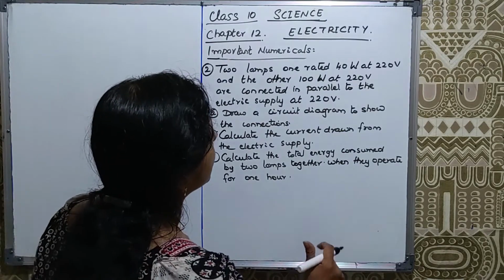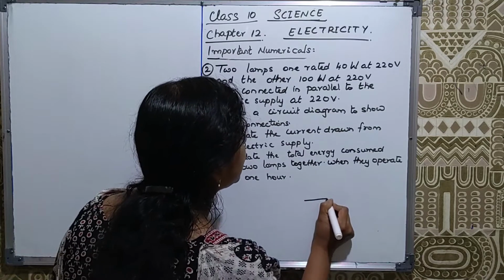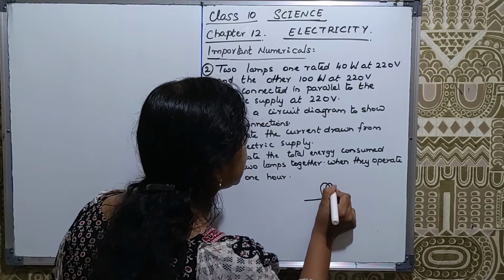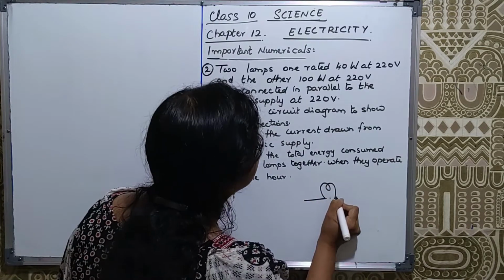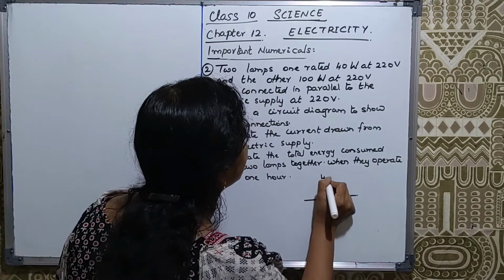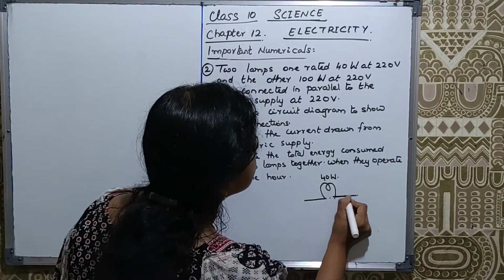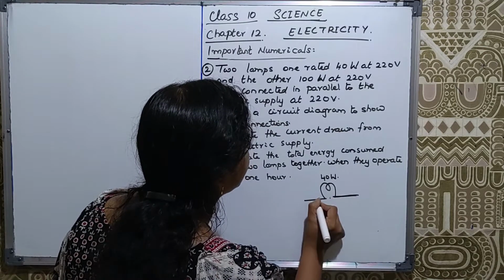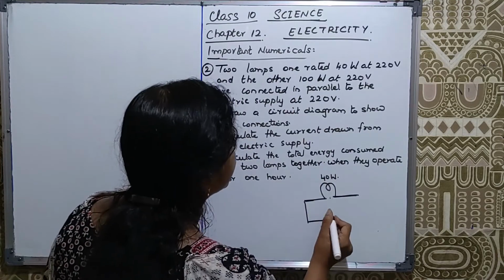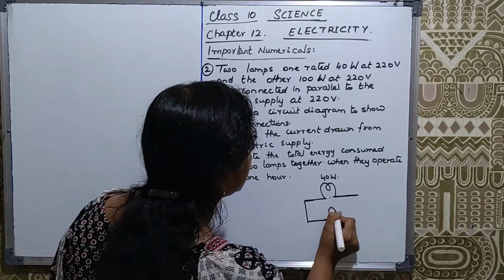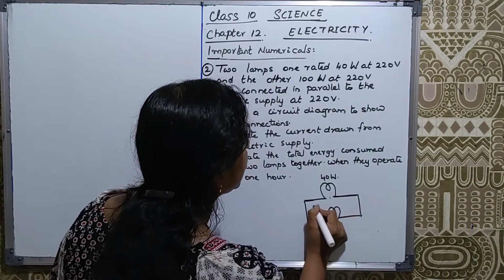So, two lamps rated 40 W at 220 V. The symbolic representation of one lamp is like this. The lamp's power is 40 W and its voltage is 220 V. It is connected in parallel to another lamp rated 100 W, where W represents watt. So this is the 100 watt lamp.